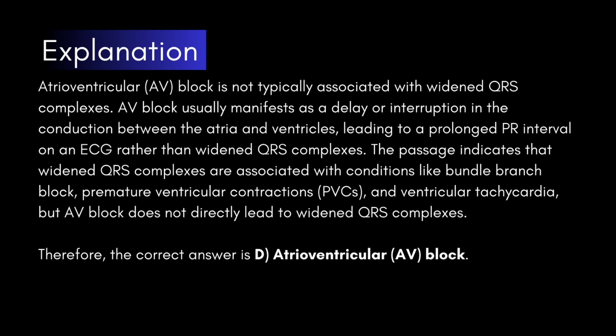The passage indicates that widened QRS complexes are associated with conditions like bundle branch block, premature ventricular contractions, PVCs, and ventricular tachycardia, but AV block does not directly lead to widened QRS complexes. Therefore, the correct answer is D, atrioventricular block. Let's go ahead and see why the other answer choices are wrong.